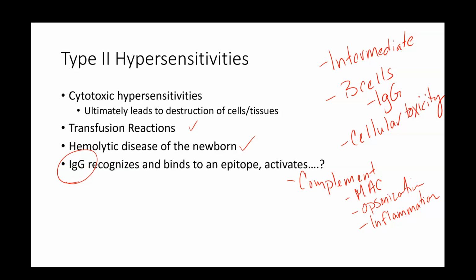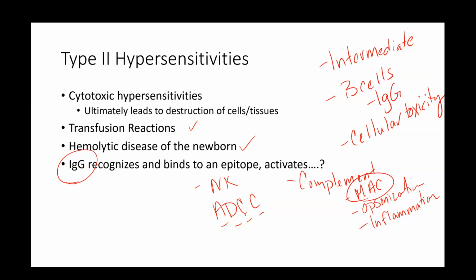So antibody, IgG in particular, I think IgM also does this, but IgG is really good at activating complement. So it can recruit complement, and the big one, of course, is that complement will form that MAC, that membrane attack complex, and kill the cell. The other thing that it does is it recruits natural killer cells, and this will activate antibody-dependent cellular cytotoxicity. What does ADCC stand for? Antibody dependent, that's what it is. Antibody dependent cellular cytotoxicity, so ADCC.